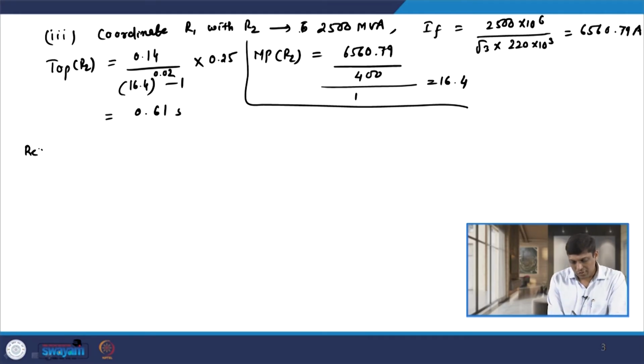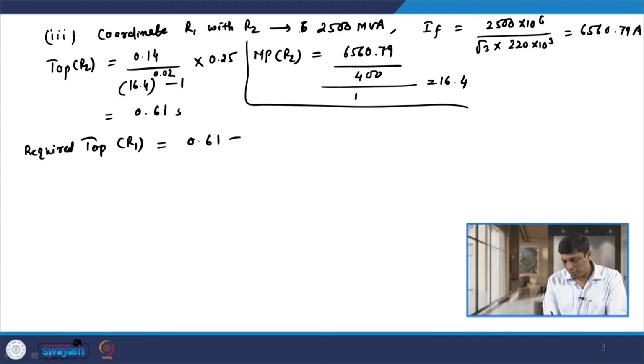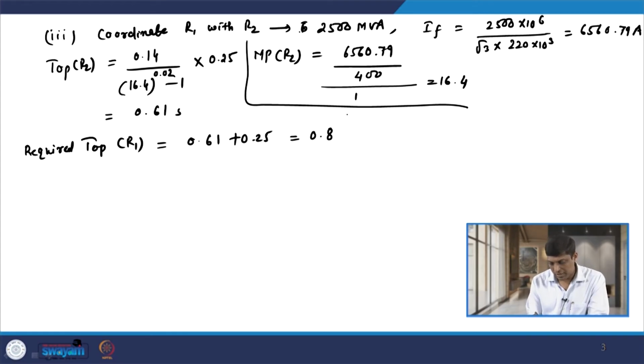So, based on this, the required time of operation of relay R1 is given by 0.61 plus 0.25, that is the minimum coordination time. So, if I solve this, then we have the operating time, that is 0.86 second.